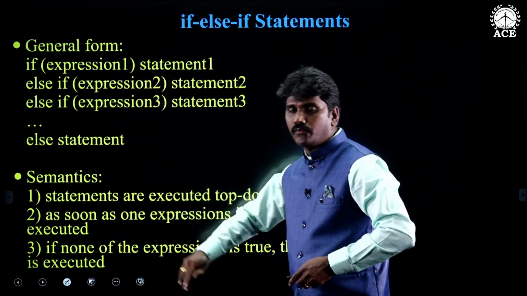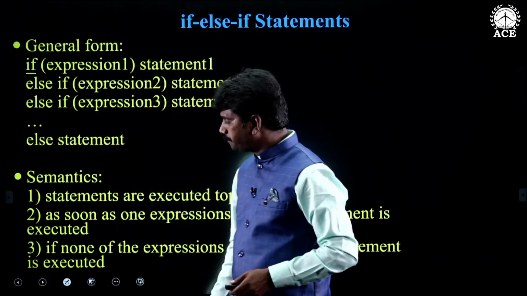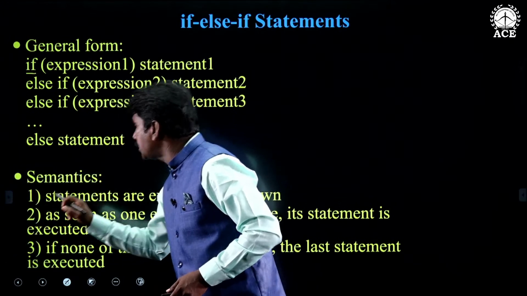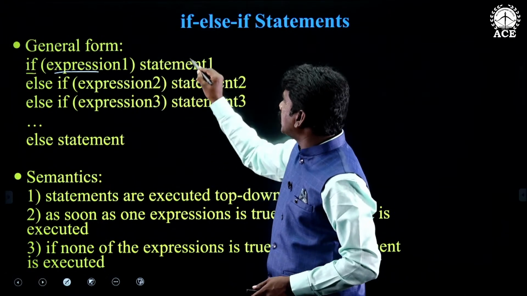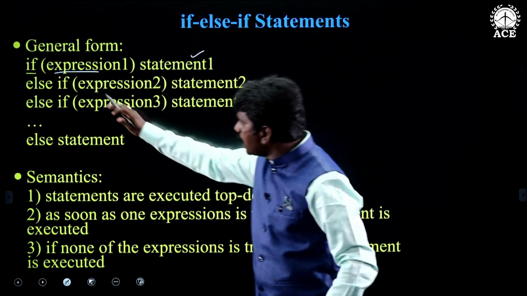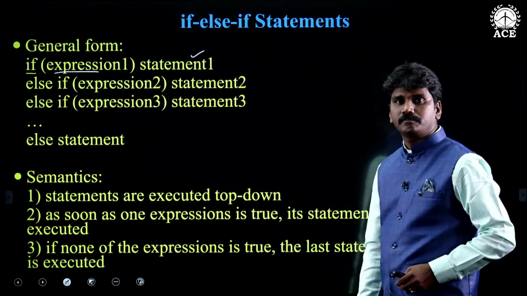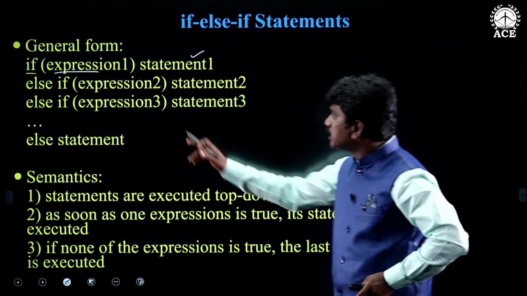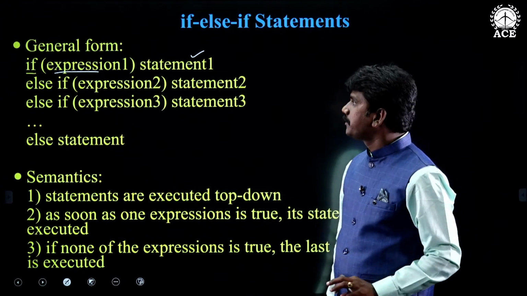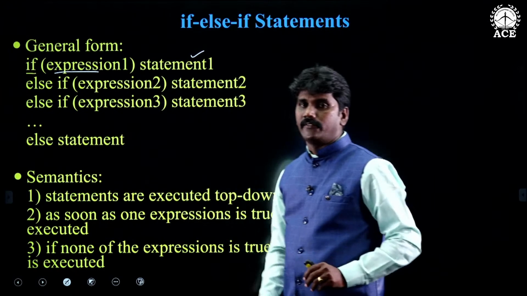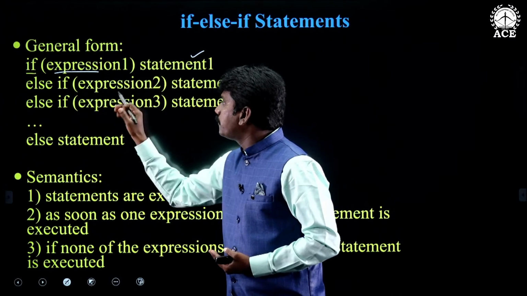Then how will if else if be? The first one, if is the keyword. Under this, the condition is going to be checked here, expression 1. If expression 1 is true, then statement 1 will be the result. The remaining statements, whatever number we have, are all going to be skipped. In that case, only statement 1 will be executed. Suppose expression 1 is false itself, in that case it will come to the next statement, that is else if expression 2.